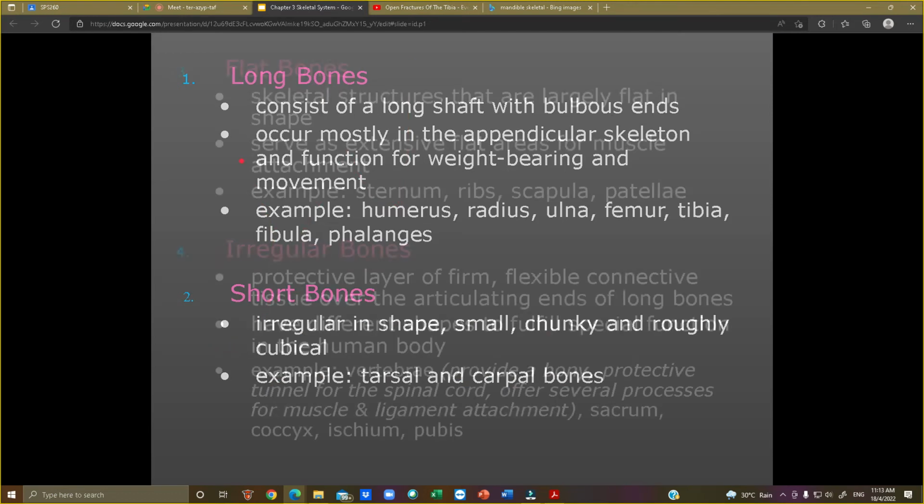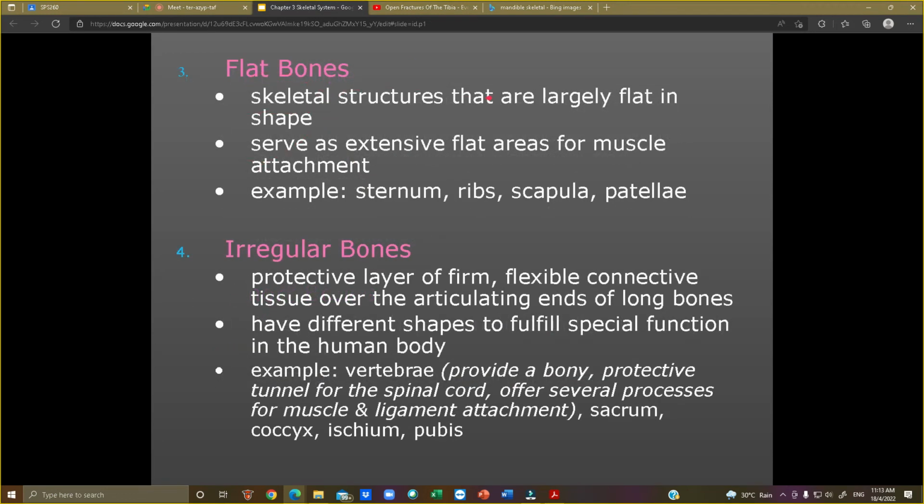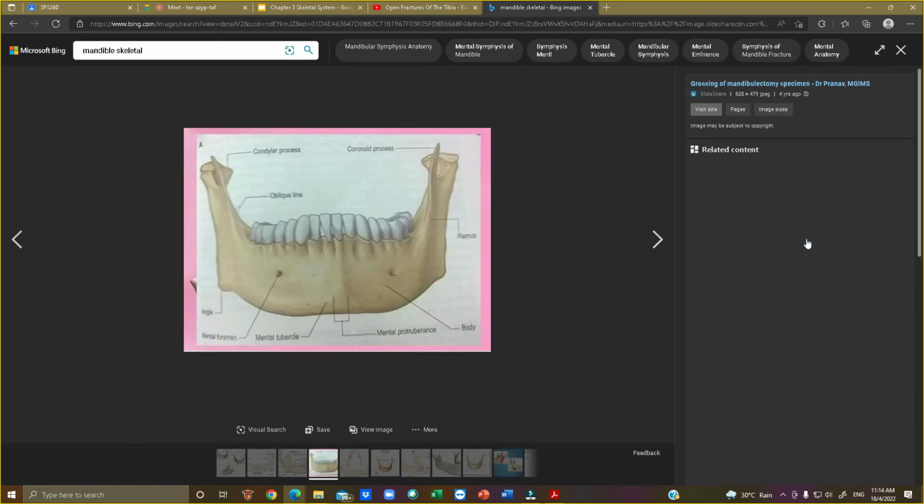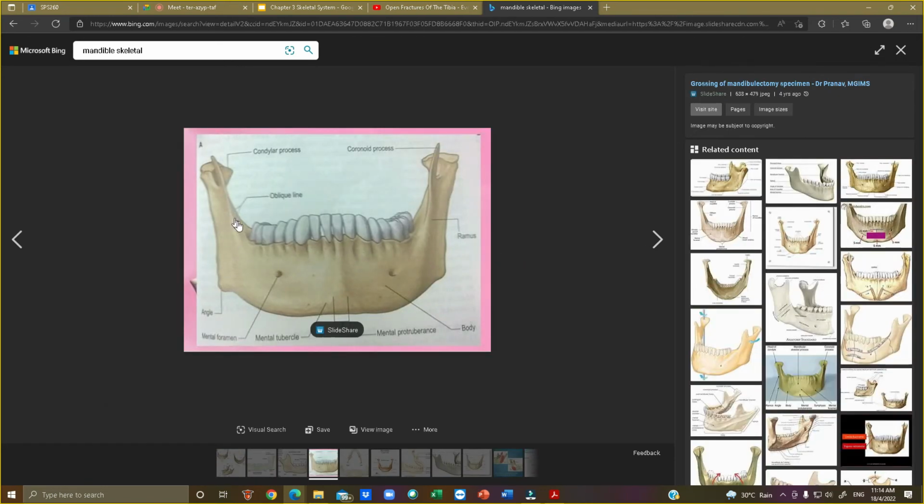So, not short. Flat bone. Skeletal structure, they are largely flat in shape, serve as extensive flat area for muscle attachment. Can we see this as flat bone? Flat tak? Flat. Okay, this is flat bone. So, dekat mana muscle attachment dia? Where is the muscle attachment for this bone?